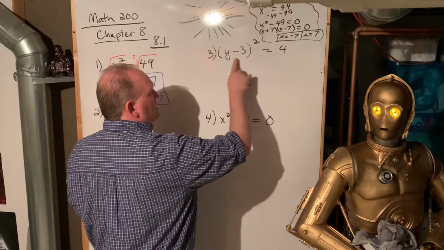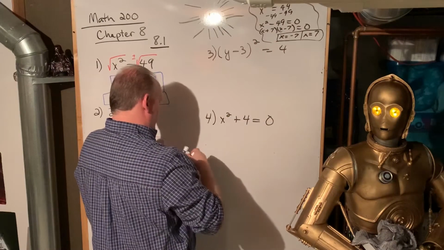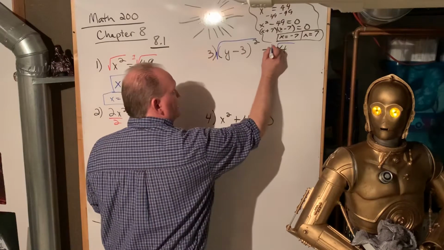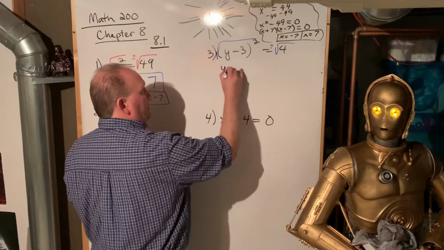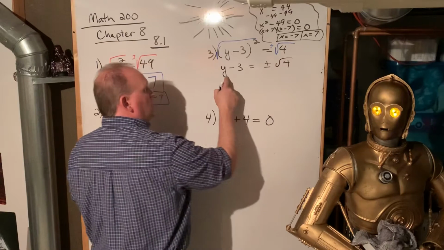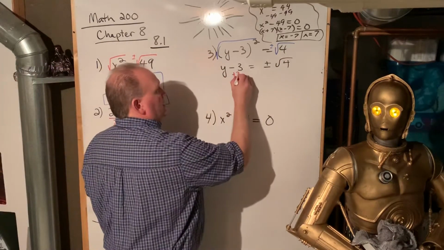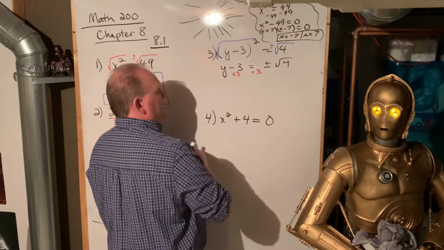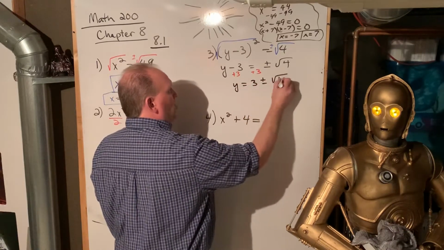Let's take a look at this one. So it's y minus 3 quantity squared equals 4. So we want to get rid of the squared. We'll do the square root thing and do plus or minus. And so we have this now. Y minus 3 equals plus or minus the square root of 4. Well, it's not y equals, so we want y equals, so we'll add 3 to both sides. We'll have this. Y is equal to 3 plus or minus the square root of 4.